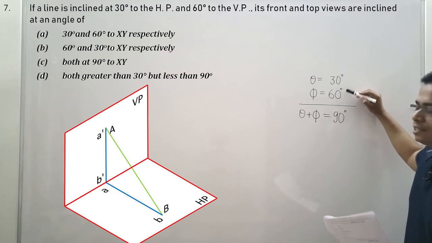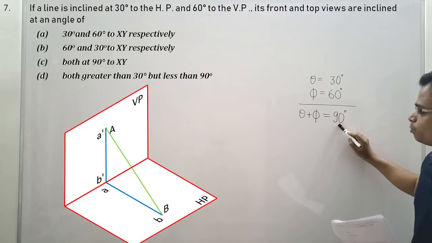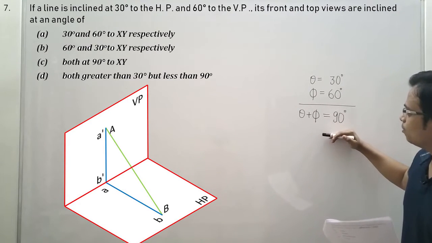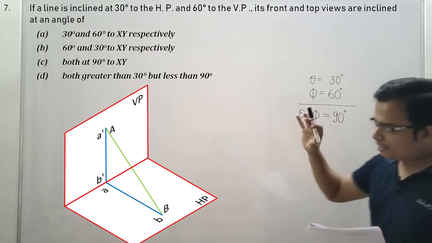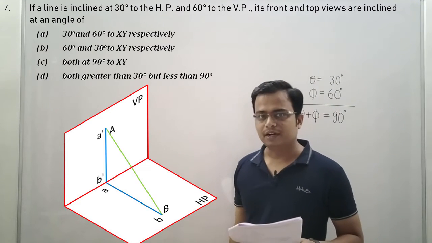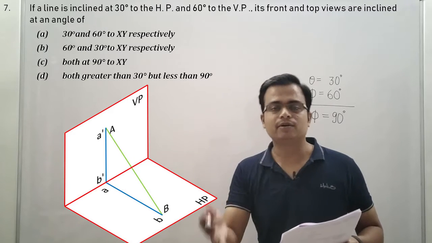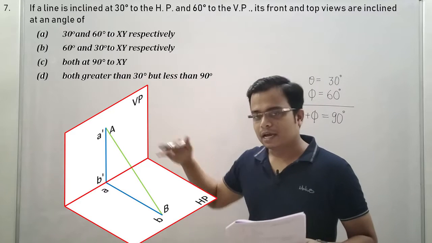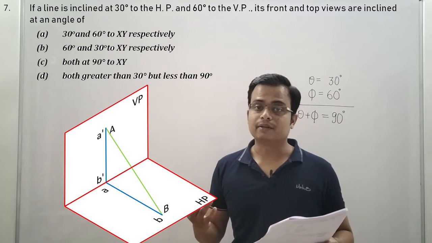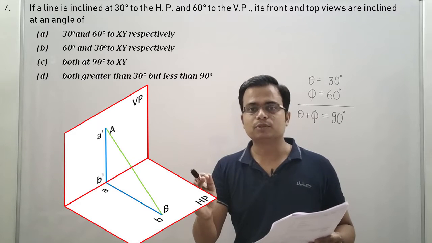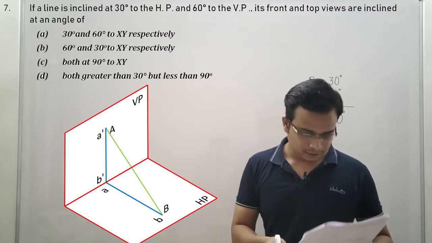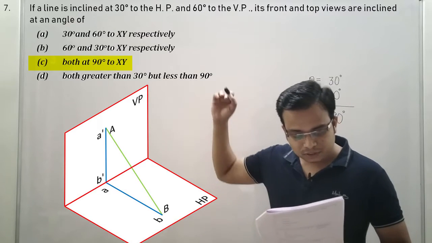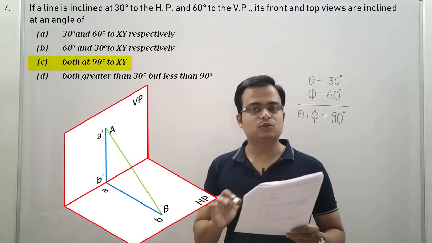Now these two angles can be changed, but they are always going to follow this property. Whenever it has been put up in the form of a ladder, it is always going to follow this mathematical property. In that case, when you take a look at this line from the front, you will have an absolutely perpendicular line with respect to xy, and whenever you take a look at that line from the top, again you will have a perpendicular line, perpendicular to xy rather. So both front and top views are perpendicular to xy. Do we have an option? We've got an option in the form of option C, both at 90 degrees to xy.